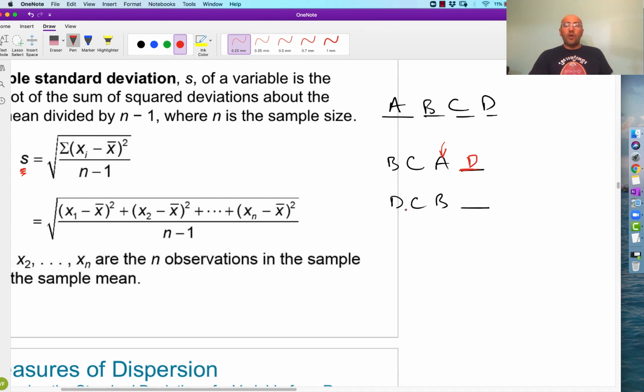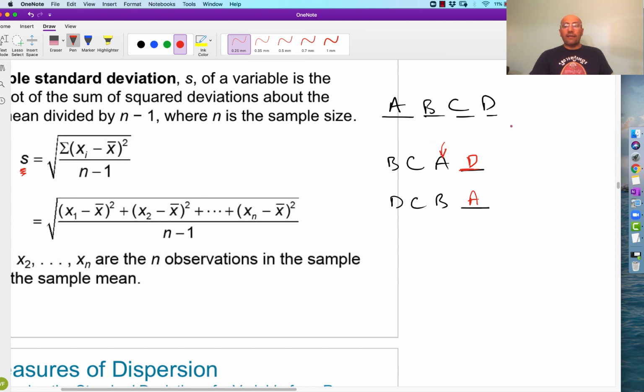Same thing over here. We made a choice when we put a D first, then we made a choice when we put the C next, then we made a choice when we put the B there, but then the last one, well, it's got to be an A, right? So the amount of variability that we can get is associated with the number of decisions we made.